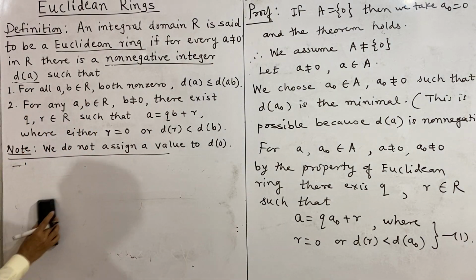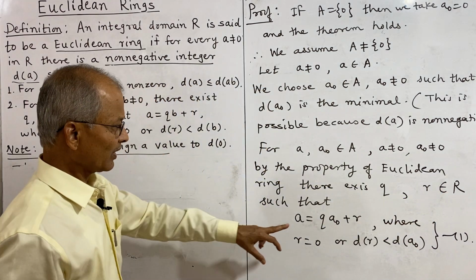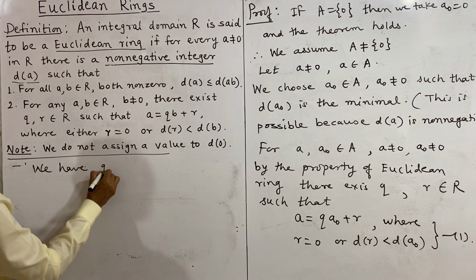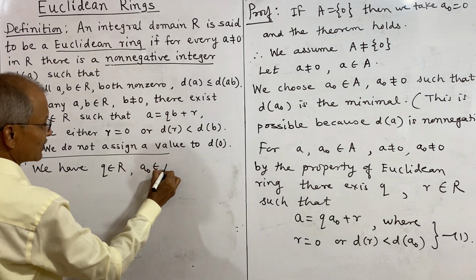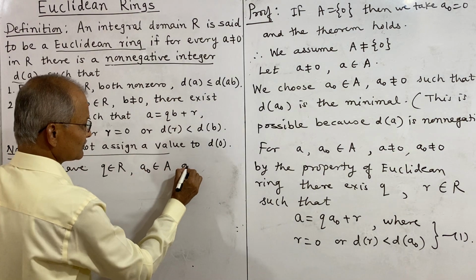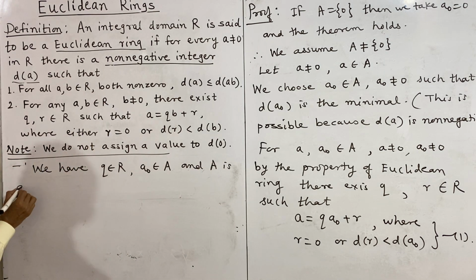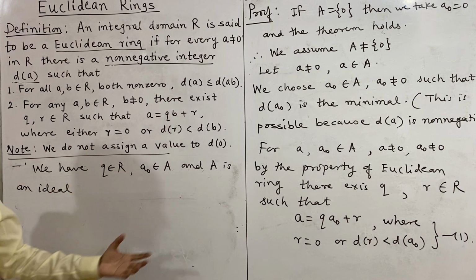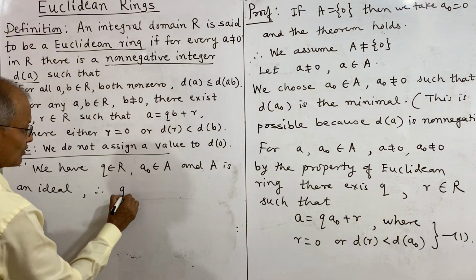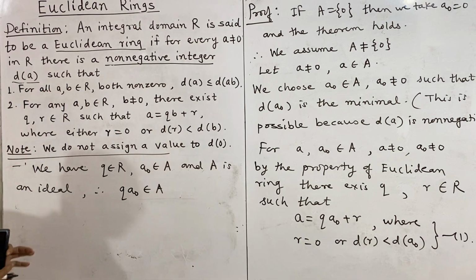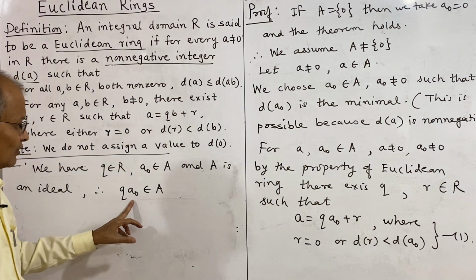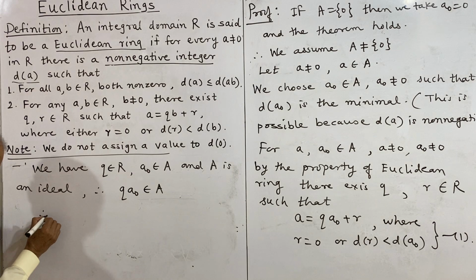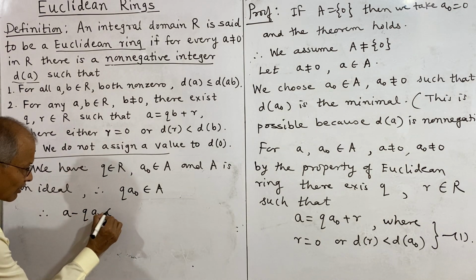Now we have q belongs to R, a0 belongs to A, and A is an ideal. By the property or definition of ideal, their product must be in the ideal. Therefore, q into a0 belongs to A. And again, a is in A and q into a0 is in A. Therefore, their difference also belongs to A. And therefore, a minus q into a0 belongs to A.